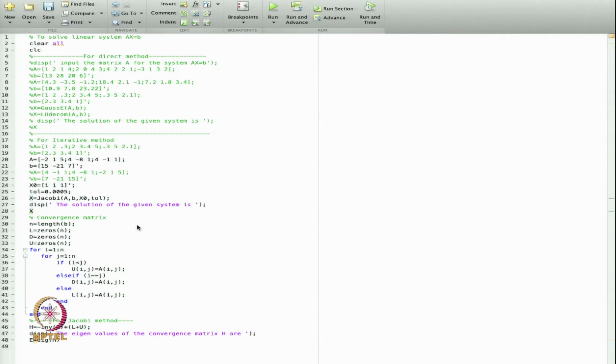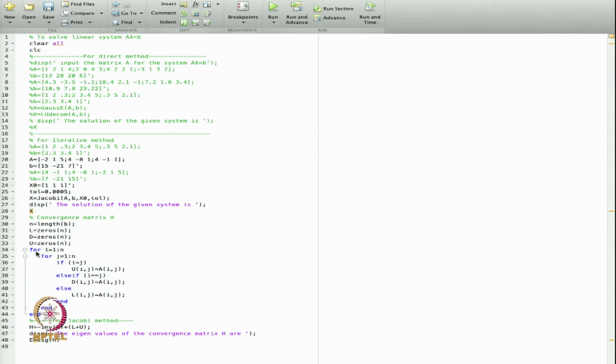Now I have to find the convergence matrix. This is the convergence matrix H I am writing. N is the length of B, and L, D and U are n cross n matrices, which I am defining with zeros, because I know that in D all elements except the diagonal are zeros. In L also most of the elements are 0, and U also.